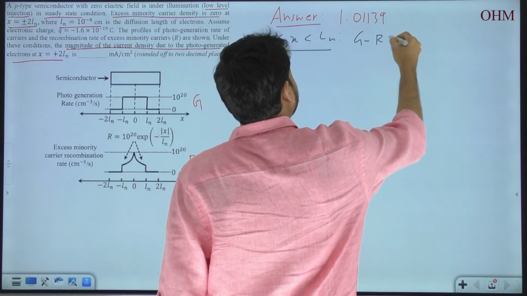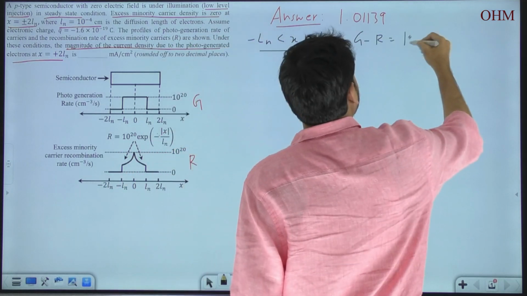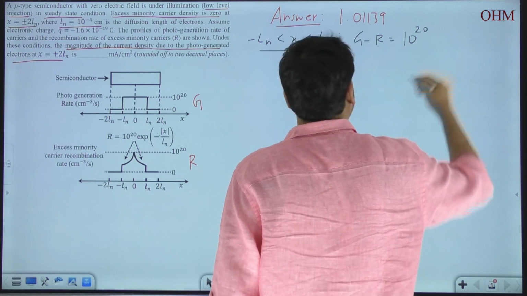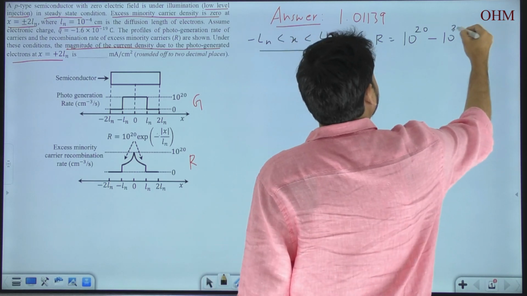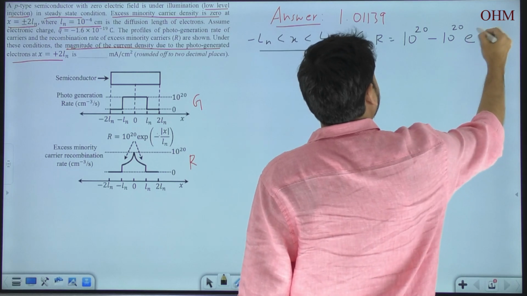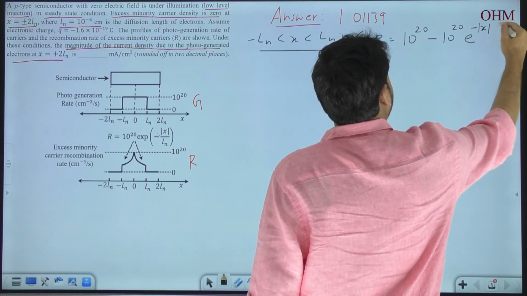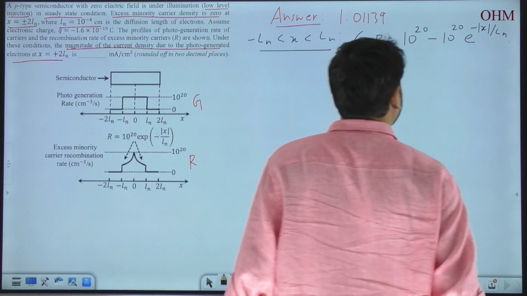What is G minus R? G is constant and equal to 10 to the 20. R is exponentially varying. It is equal to 10 power 20 times e power minus mod x by ln.